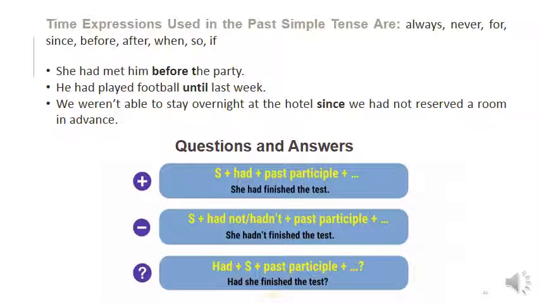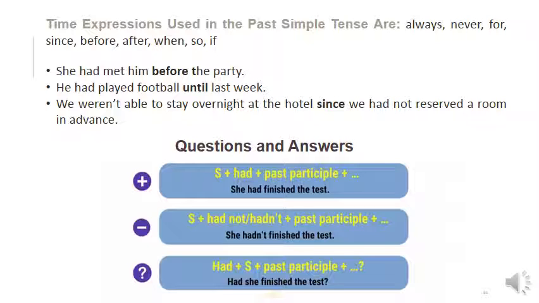There are sometimes expressions used with the past perfect tense, such as always, never, for, since, just, before, after, and so on. Let's see the examples. She had met him before the party. He had played football until last week. We weren't able to stay overnight at the hotel since we had not reserved a room in advance. So these time expressions or adverbs of frequency show you that the tense used here is the past perfect tense.